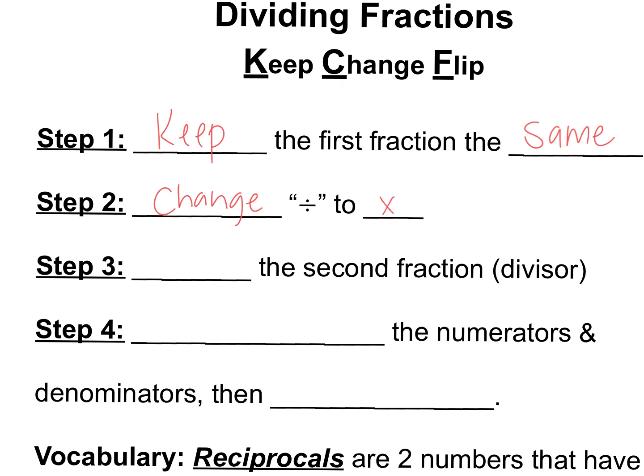Step 3 is the F. So K, C, F is for flip. Flip the second fraction, which is what we call the divisor. Then all I need to do is multiply the numerators and denominators, then simplify or reduce.